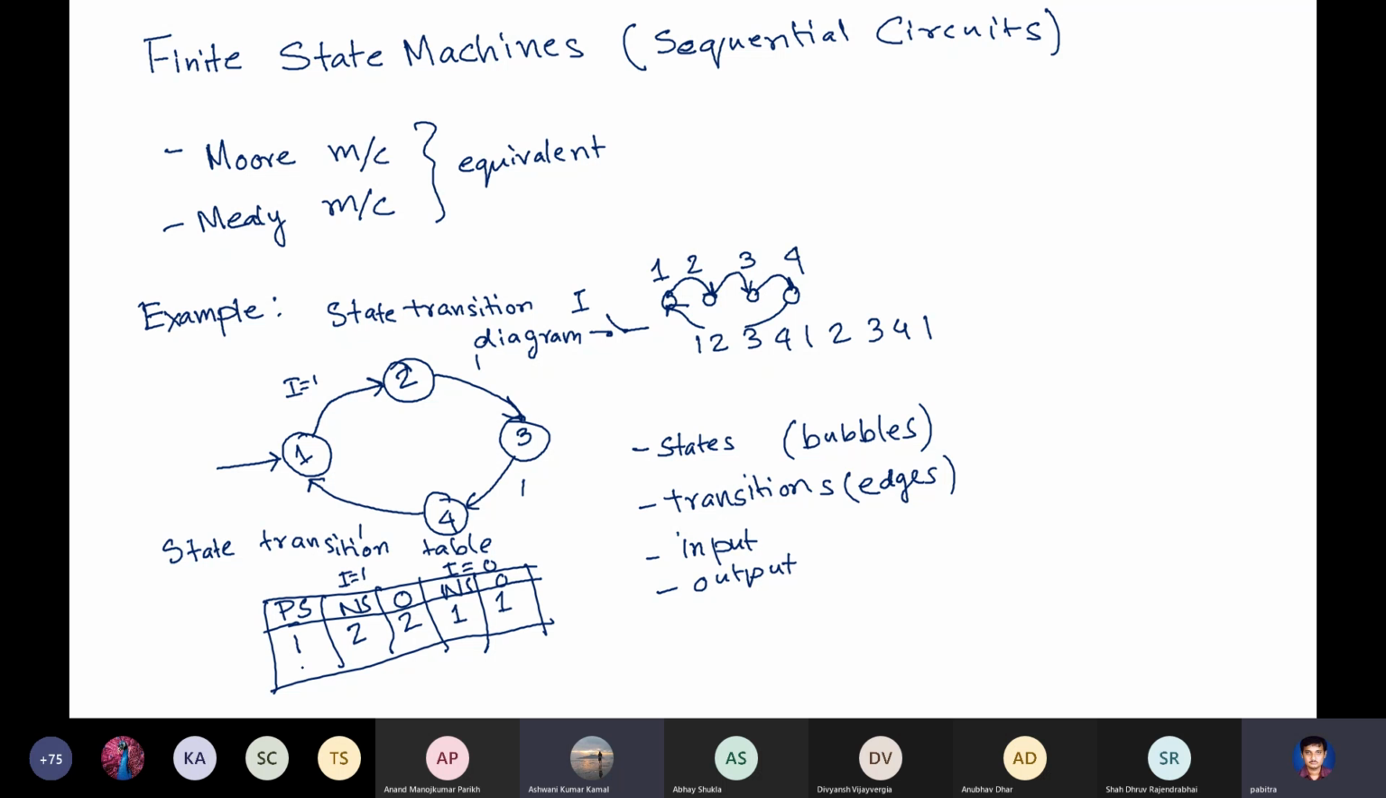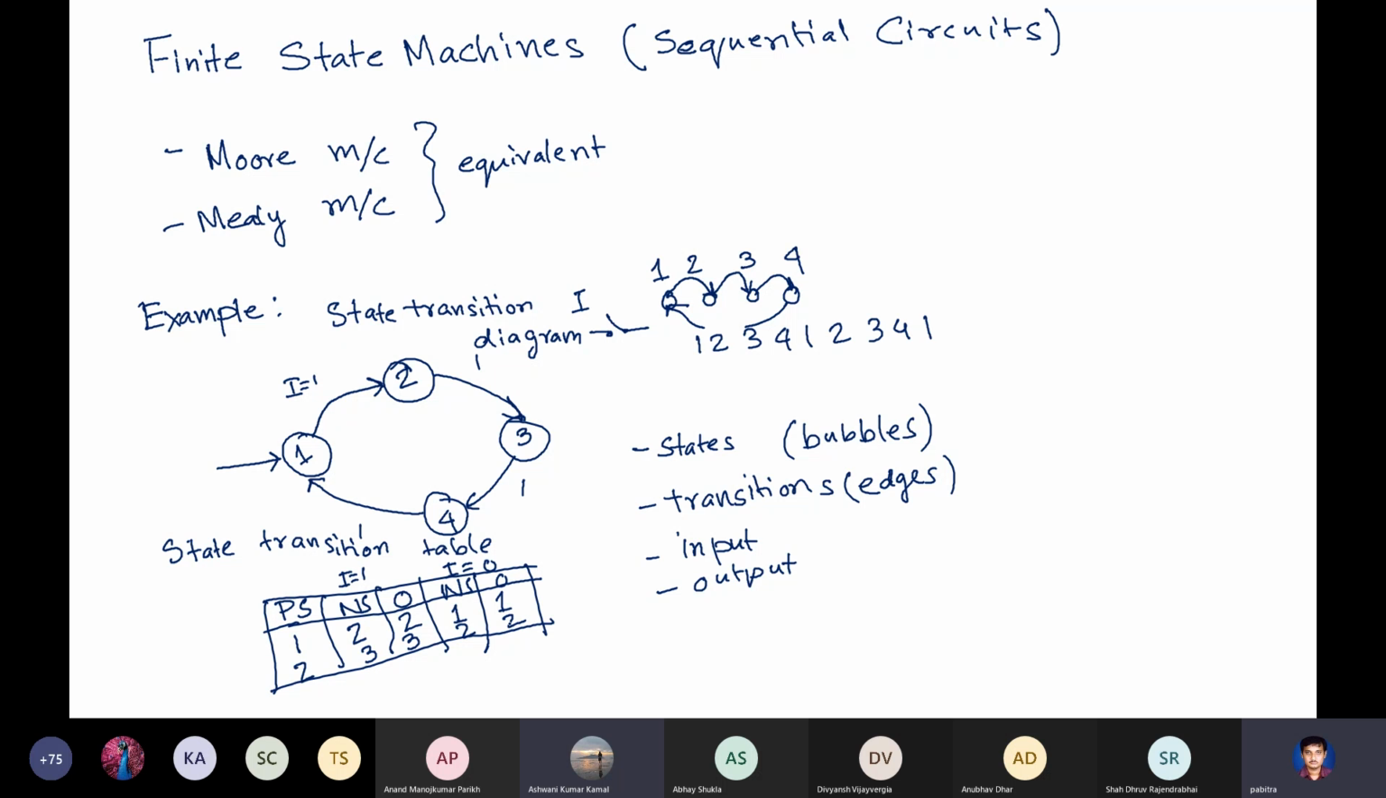If the present state is 2 and the switch is pressed, the next state is 3, output is 3. Otherwise, if the switch is not pressed, it is the same. So equivalently, these are the same thing. You can have either a state transition diagram or a state transition table. Okay, so any question so far?